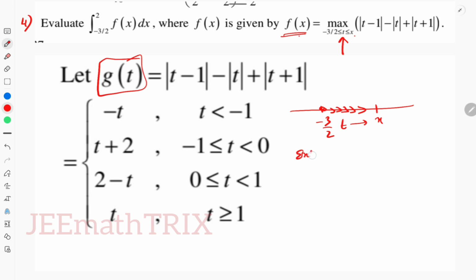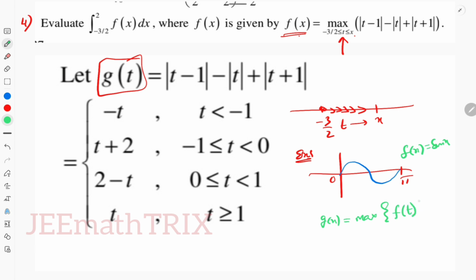For our understanding, I will tell you. Suppose between 0 and pi, you take the sin x graph. This is f of x equal to sin x. And I say that g of x is the maximum of f of t, where 0 is less than or equal to t less than or equal to x. Suppose this is the question given.